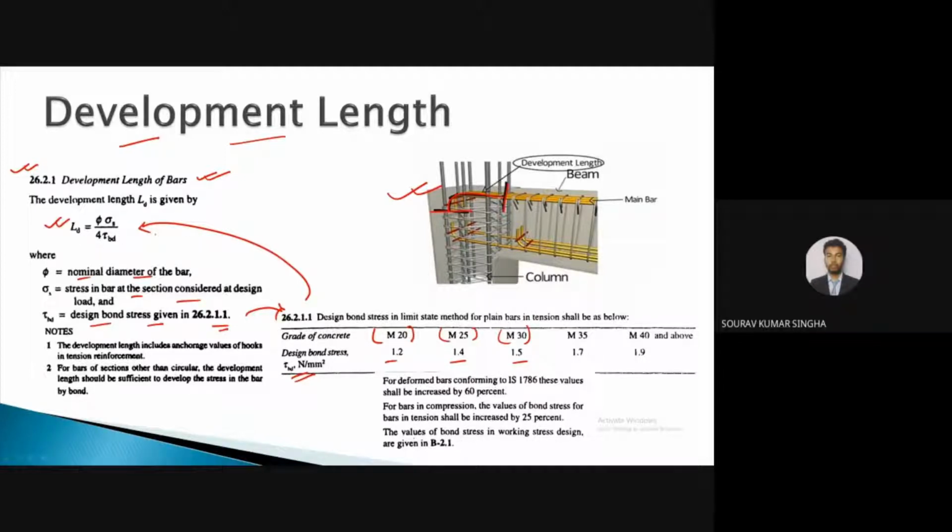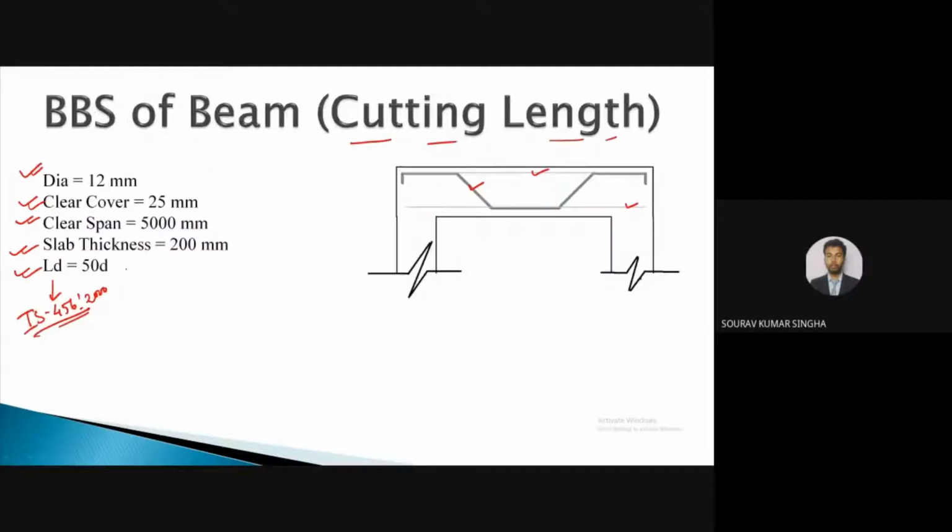So in this way the value of LD came over here, that is already given by the structural consultant, that is 50D. Now depending on this value, how can we determine the cutting length of this bar, that means the crank bar? If you need to determine the length, first you need to know the clear span. Clear span means inside to inside distance, and this is given here, that is 5000 millimeter.